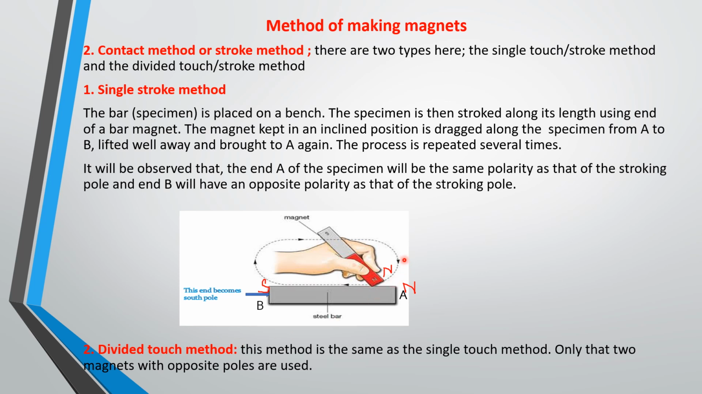Now the divided touch method is just the same thing as the single stroke method. The only difference is that in that particular case you have two magnets. So you have two magnets with opposite poles that are used to carry that out, but it is the same method that you use for the single stroke that you use for the divided touch method. Alright guys, so this is the method for making magnets, electrical method and contact method. Alright, so I hope this is clear and there is no ambiguity in it.